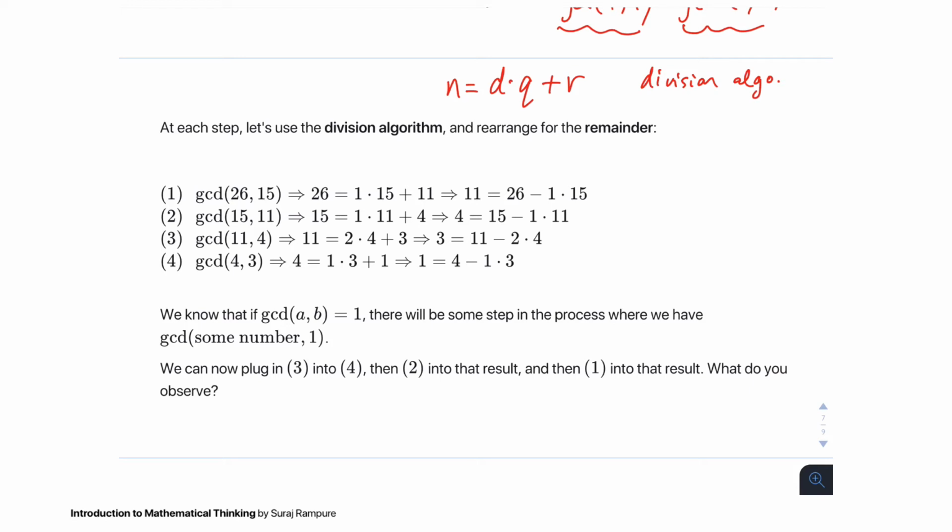Is that clear? So what we will do is rearrange these equations to be 11 is equal to something, 4 is equal to something, 3 is equal to something, and 1 is equal to something. Is that clear? And since we know the greatest common divisor between our first argument and second argument is always going to be 1, what do you know about these equations?